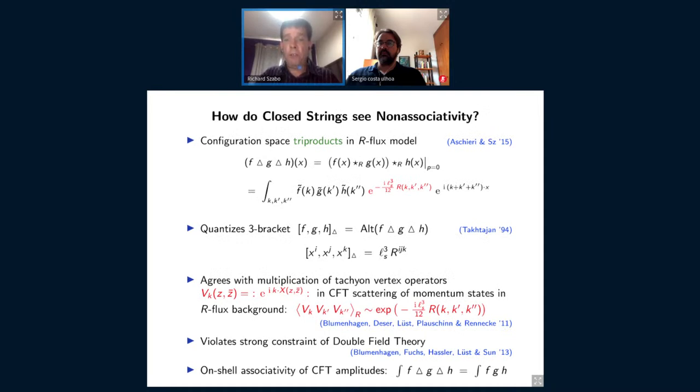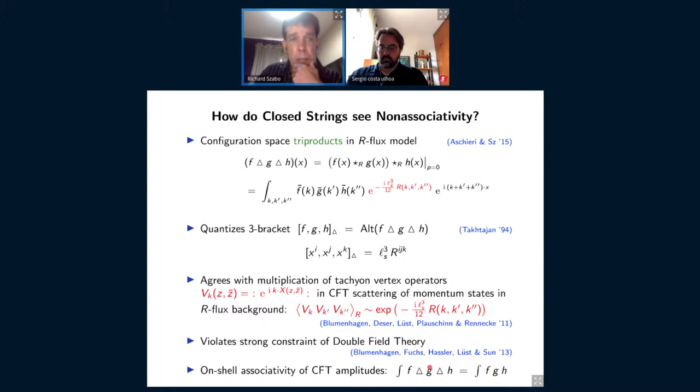These triproducts can also be derived from a physical perspective, meaning that you can look at tachyon vertex operators in closed string theory and derive this from looking at their scattering. Okay. And the main thing I want to highlight is this last relation, that these triproducts satisfy a property: if you integrate them, you put them under the integral sign, the deformation products just go away.